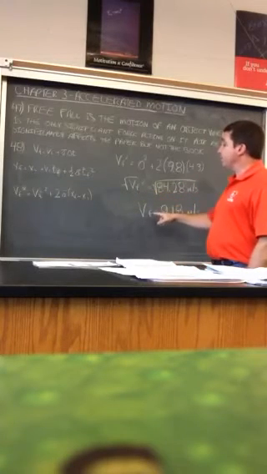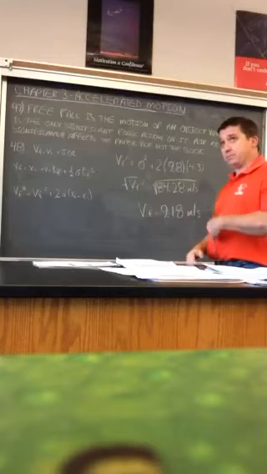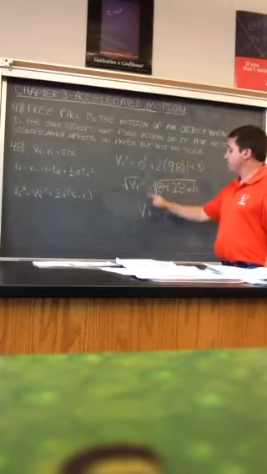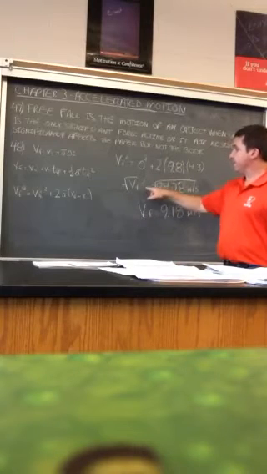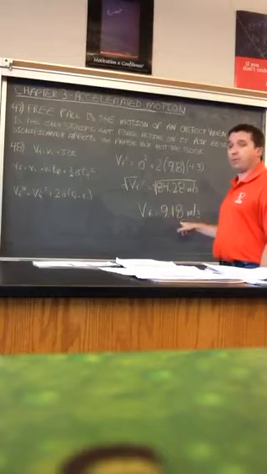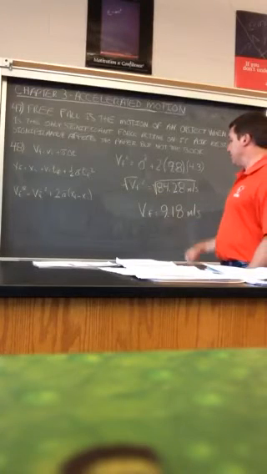What you have to remember to do, and please remember to do this when you're taking the chapter test, which is on Edulastic, is take the square root of both sides. V sub f squared is 84.28. V sub f is 9.18 meters per second. And that's your final answer.